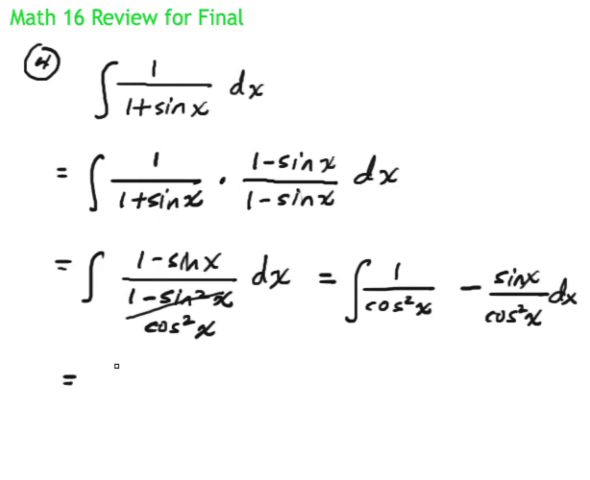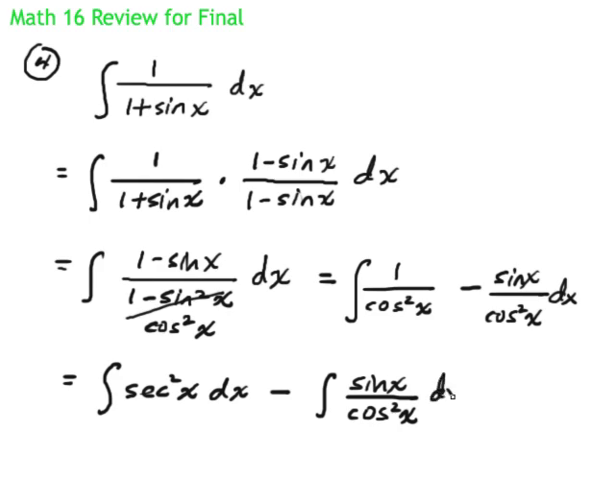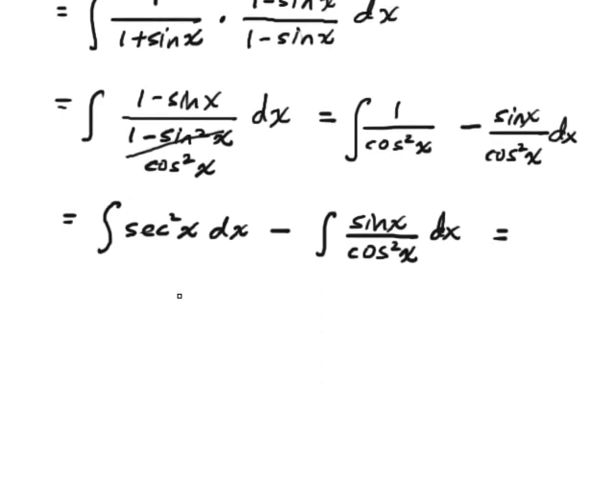All right, so let's rewrite this. So this is secant squared x. I'll split this up into two integrals: secant squared x dx minus sine x over cos squared x dx. Now, we know what the first integral is because secant squared is the derivative of tangent. So we have tan x. That's what we get when we integrate the first integral.